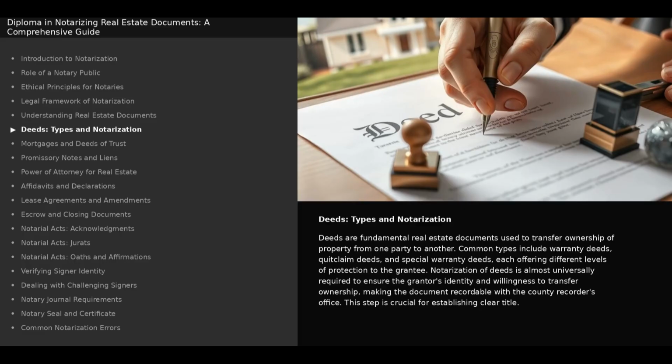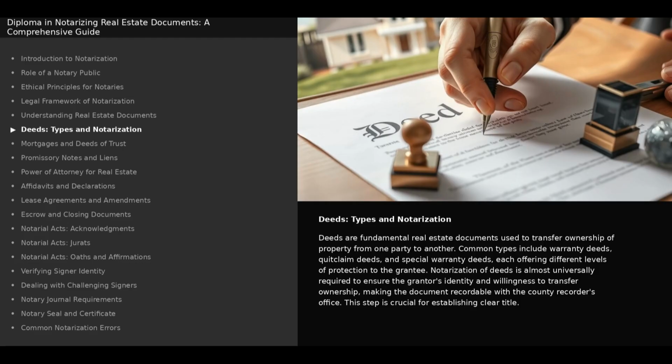Deeds, types, and notarization. Deeds are fundamental real estate documents used to transfer ownership of property from one party to another. Common types include warranty deeds, quitclaim deeds, and special warranty deeds, each offering different levels of protection to the grantee. Notarization of deeds is almost universally required to ensure the grantor's identity and willingness to transfer ownership, making the document recordable with the county recorder's office.